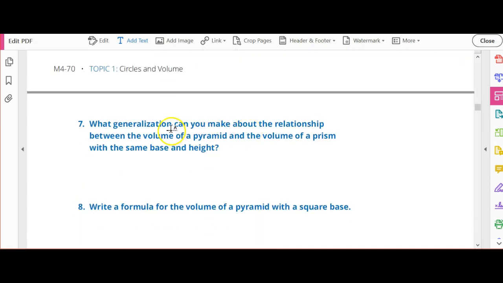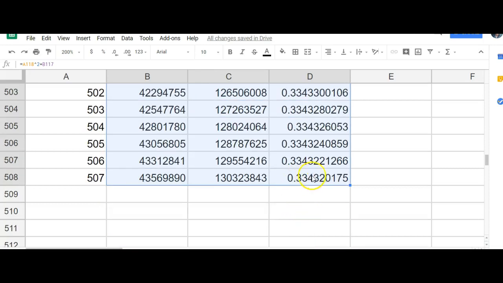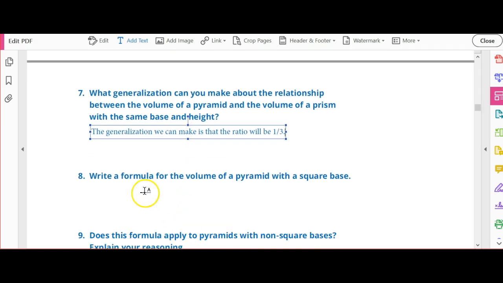Someplace that it approaches. So what generalization can you make about the relationship between the volume of a pyramid with the same base and height? So this is where this number becomes very interesting. 0.333 repeat forever. So what does that represent? 0.33333 repeat forever. So the generalization I can make is that the ratio will be 1/3, 1/3.